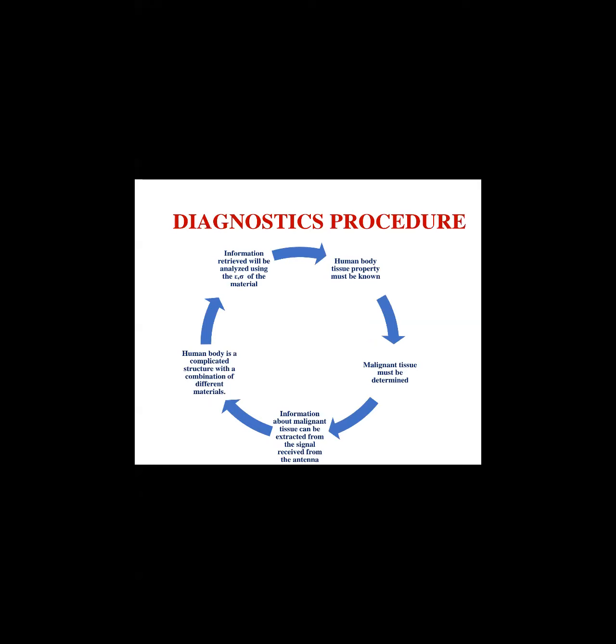The human body is a complicated structure, because it has different materials and different dielectric constants. So after getting that information, it has to be transferred to the particular destination. The information retrieved will be analyzed using the conductivity and dielectric constant. So the dielectric constant and the conductivity play an important role in the diagnostic process, because once you are identifying any human body, that particular tissue will have dielectric values. From the dielectric values, we should identify the malignant tissue. From that malignant tissue, we have to collect all the information, then process it, and it will be analyzed using the conductivity and dielectric constant for your diagnostic process.